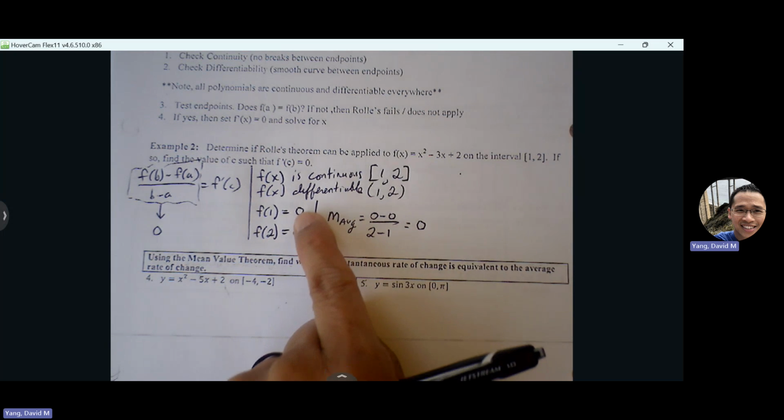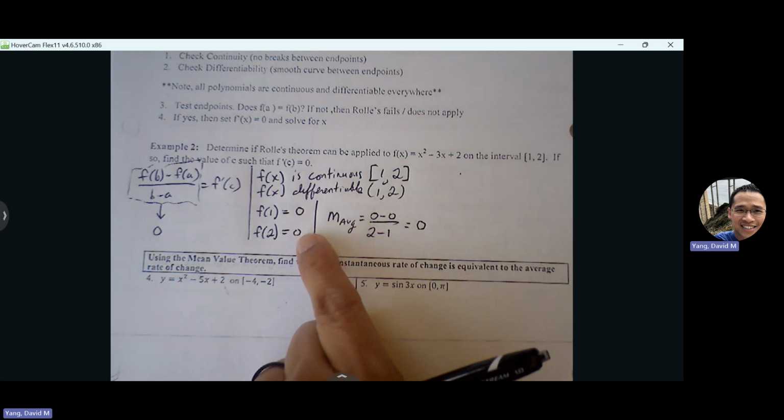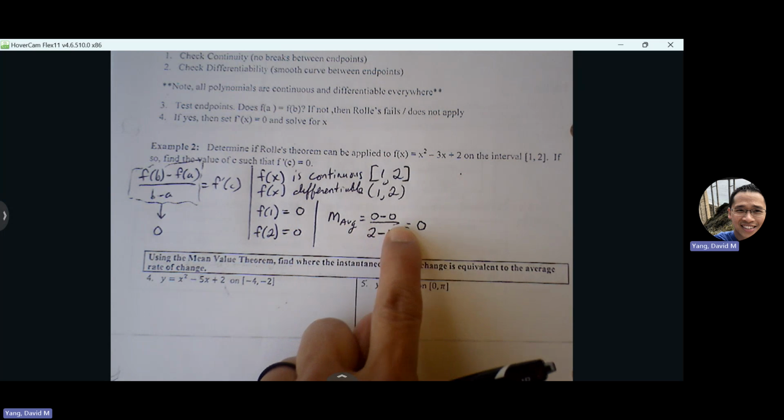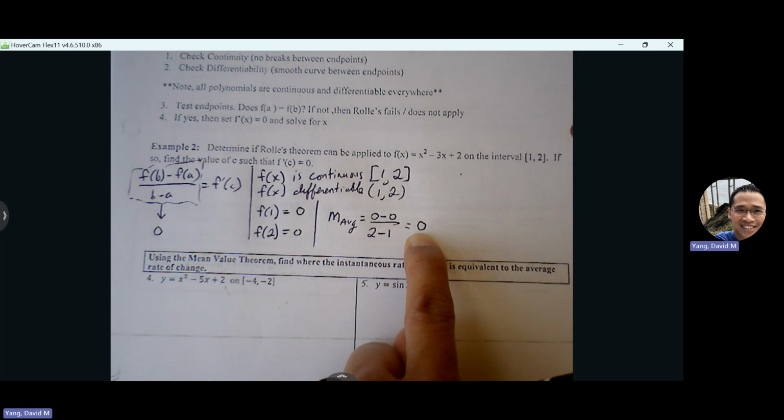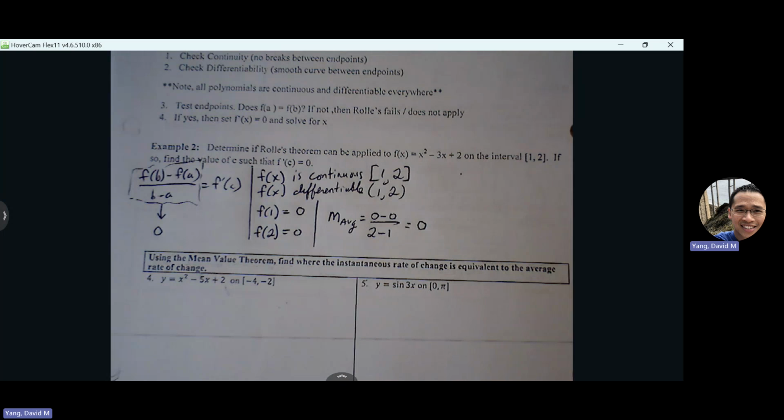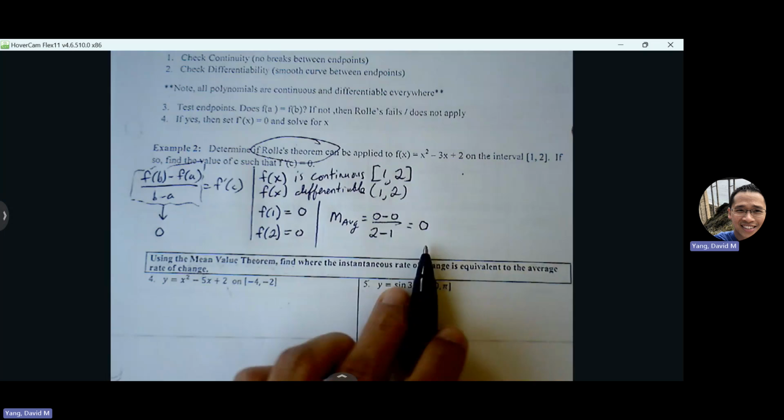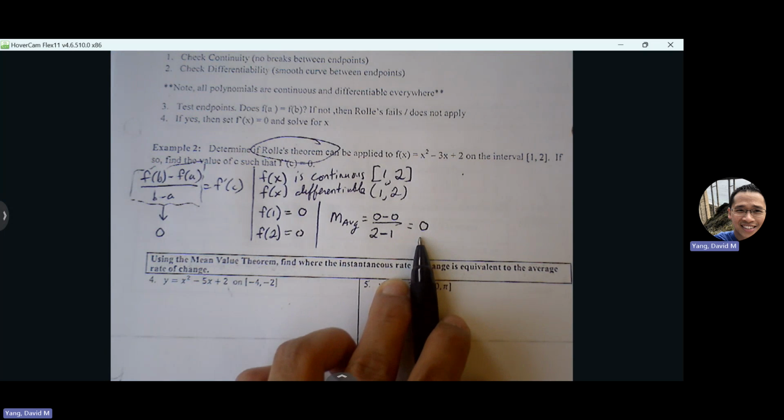Now, do these have to be 0 in order for this to end up being 0? As long as these are what? The same, yeah. So it could be 3 and 3, could be 5 and 5, could be 7 and 7. As long as that slope between the endpoints is 0, we call that Rolle's theorem. But we could also call it mean value theorem. It's just that mean value theorem has a wider range of average slope that can exist.